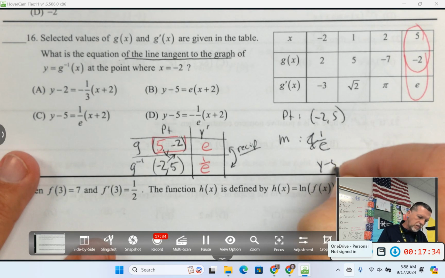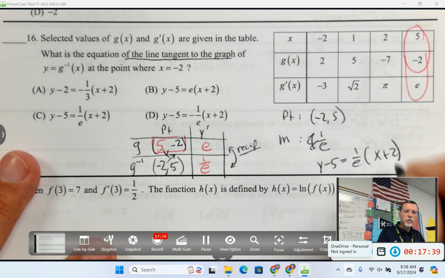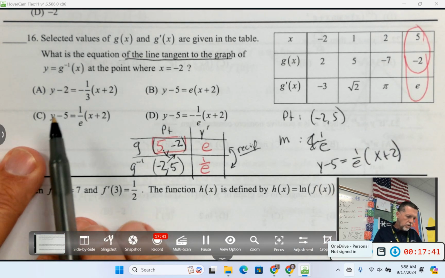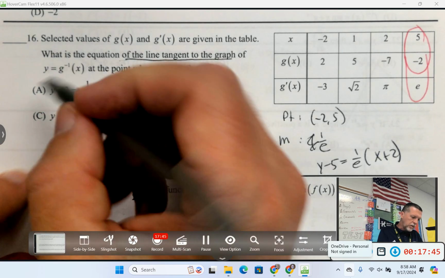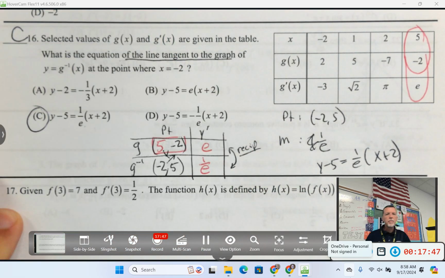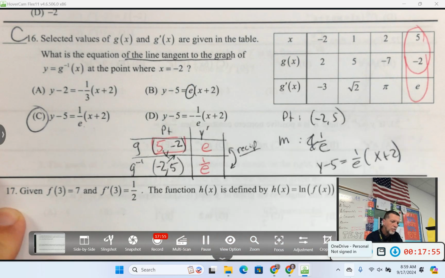So y minus 5 equals 1 over E times x plus 2. And again, you can kind of see where the mistakes were made. Choice B, they didn't flip the E. It looks like some of the others, they got the 2 and the 5 backwards.